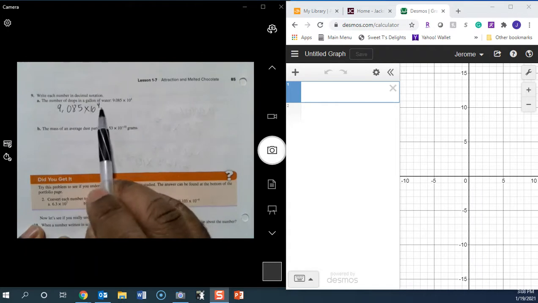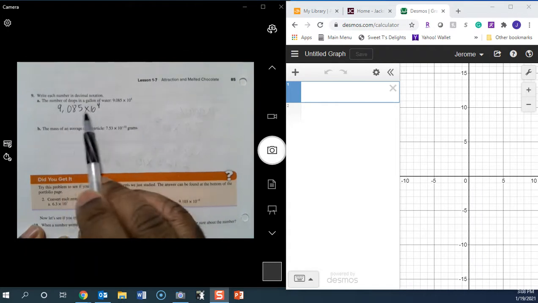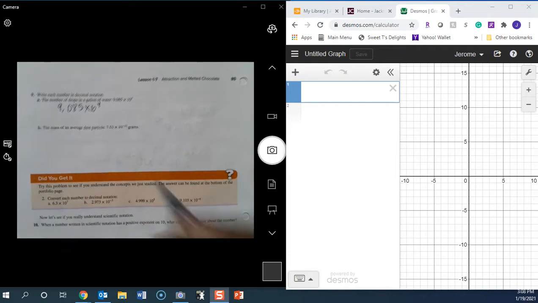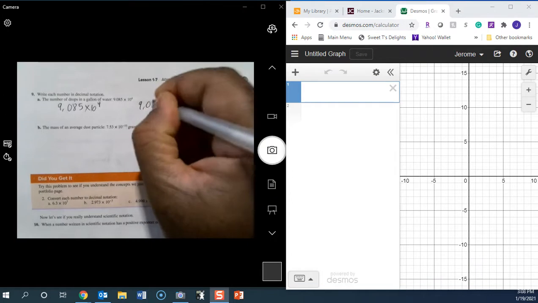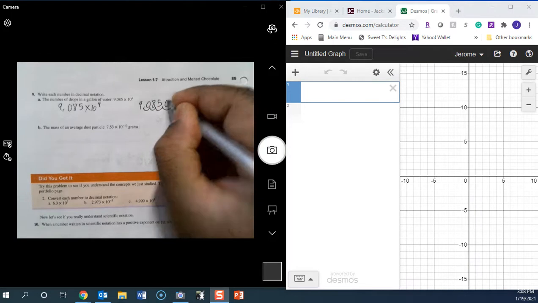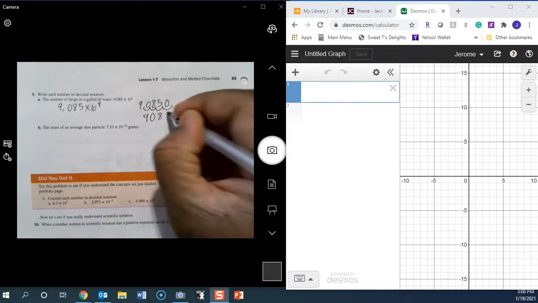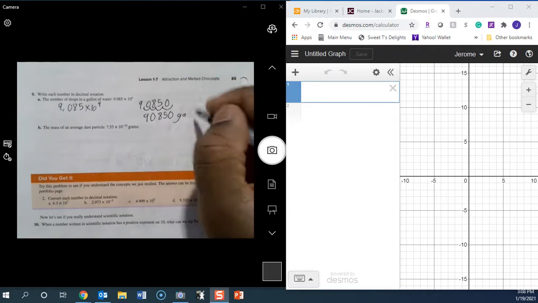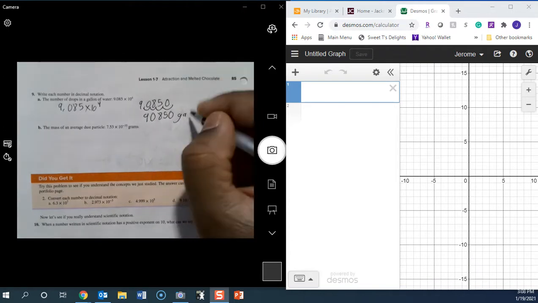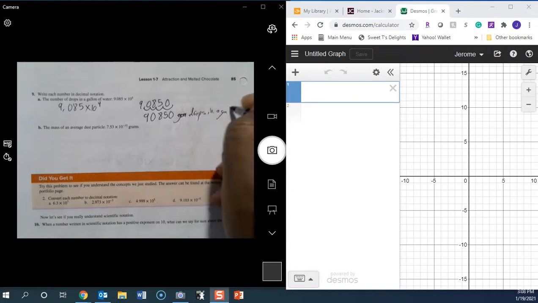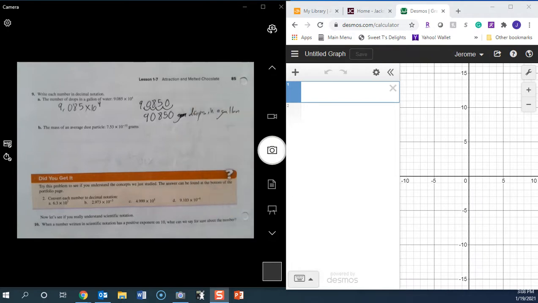Now, by taking it to the positive 4th power, that means you would move this decimal 4 places to the right. So we would take 9.085 and move this decimal 1, 2, 3, 4 places. So your final answer would be 90,850. And this would be drops in a gallon. So it's 90,850 drops in a gallon.